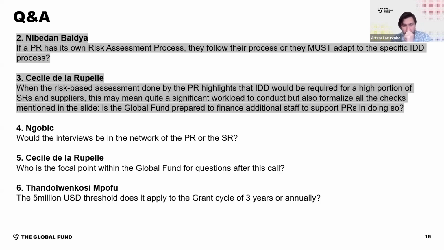Who is the focal point within the Global Fund for questions after this call? So your CT is the primary focal point, and the CT can escalate to the legal team and to the ethics team, depending on exactly the nature of the questions. And the 5 million threshold applies to the grant cycle rather than to the year. So it is a particular budget that the PR has compiled. If that budget allocates more than 5 million for the grant cycle, then that organization is in scope of minimum requirements.